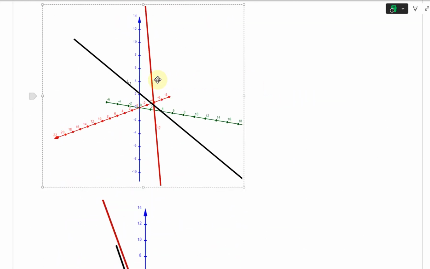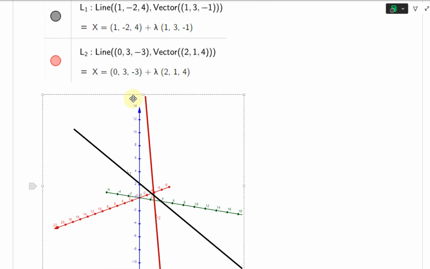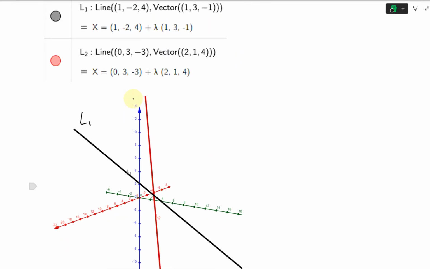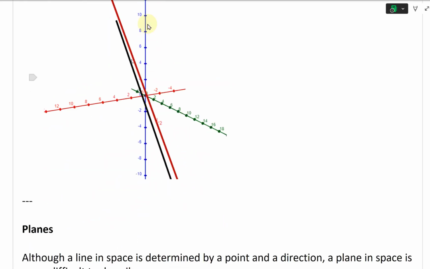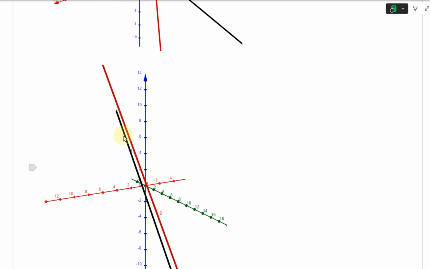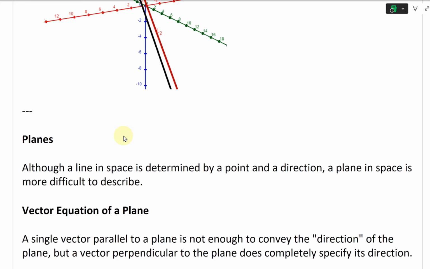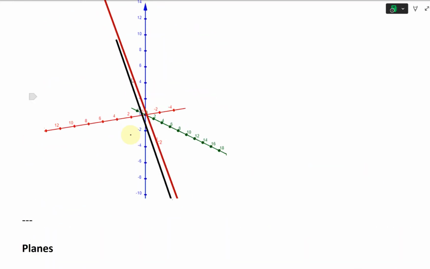And if you graph it out, it looks like this. The black one is L1, and the red one is L2. And they're skew lines. So it looks like they intersect, but they don't. If you turn it in GeoGebra, you'll see that they don't actually intersect and they're not parallel. See, it's going outwards like that. So the angle's getting bigger and bigger.